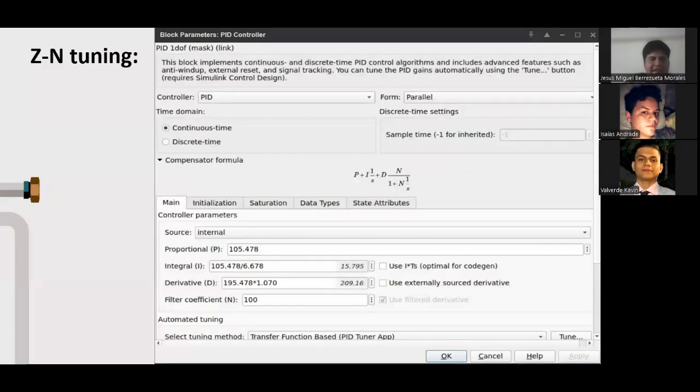As you can see, we implemented these parameters in the Simulink PID block. In the configuration window, we entered the proportional, integral, and derivative values we calculated using the parallel form of the PID. This allows us to run the simulation and observe the plant's response to a set point change or a disturbance.